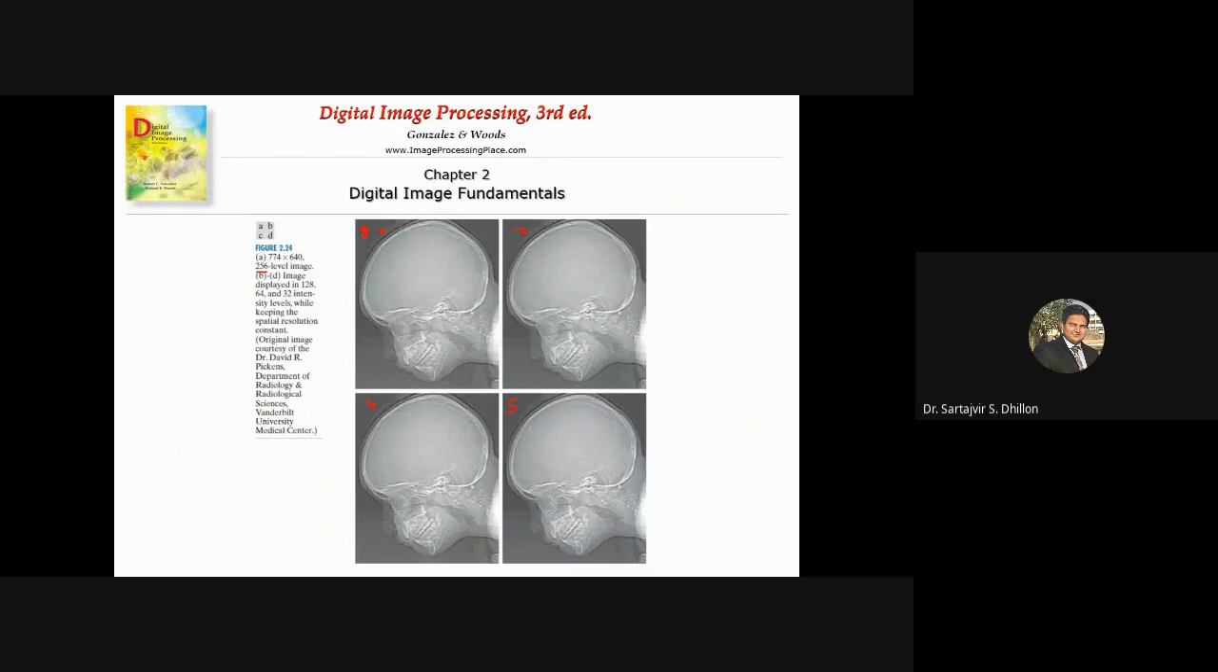That is figure A, and in the last figure there are only 5 bits, so 2 raised to power 5 is equal to 32. So there are 32 gray levels. This may not be clear to you because we are visualizing online, but please note that the clarity of an 8-bit image is higher as compared to the clarity of a 5-bit image.